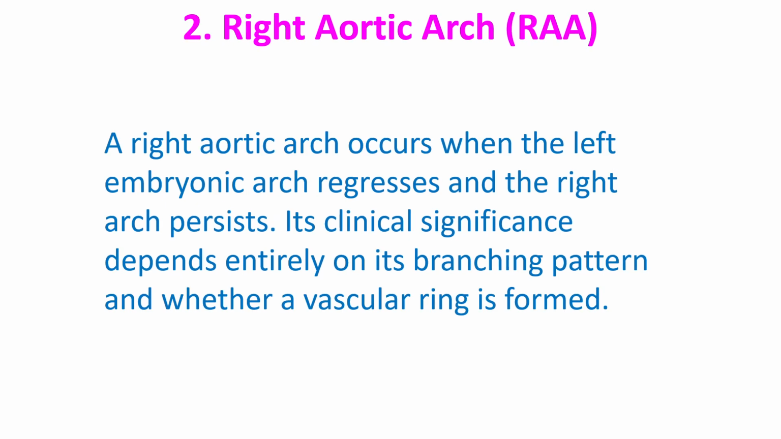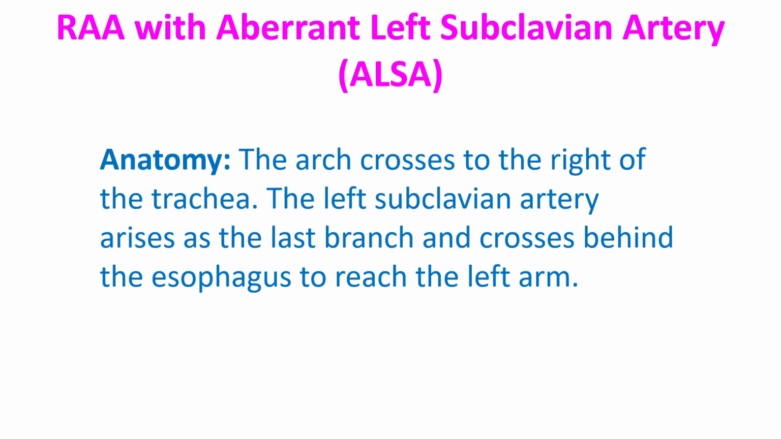A right aortic arch occurs when the left embryonic arch regresses and the right arch persists. Its clinical significance depends entirely on its branching pattern and whether a vascular ring is formed. Right aortic arch with aberrant left subclavian artery. The arch crosses to the right of the trachea. The left subclavian artery arises as the last branch and crosses behind the esophagus to reach the left arm.